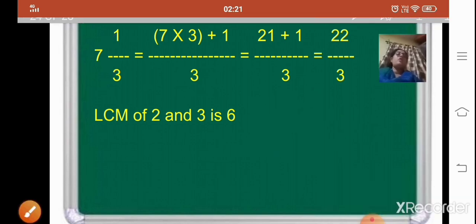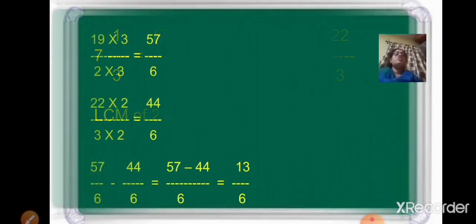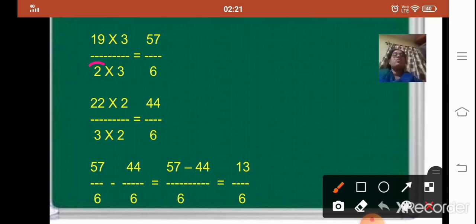So the next step is you have to make the denominator same. Okay. So to make the denominator same, you will multiply this 19 upon 2. When you multiply this 2, which number will give you 6? That is 3. So numerator also you will multiply by 3. 19 3s are 57 upon 6. Same way 22 upon 3. Which number if you multiply by 3 you will get 6? That is 2. So denominator and the numerator both you will multiply by 2. So 22 into 2 is 44. 3 into 2 is 6.